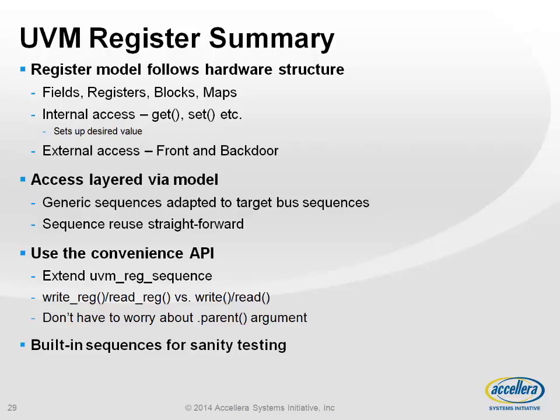The access is layered through the register model, so we have these generic sequences in terms of the registers that get targeted to specific bus sequences, and therefore the reuse of those sequences is pretty straightforward. And we recommend that you use the convenience API in the register sequence, so you're using write-reg and read-reg instead of write and read. It makes things easier to think about at the highest level of abstraction: you're dealing with the registers. You don't want to have to worry about which register model you're using and all that kind of stuff. You just think of it in that way. And you don't have to worry about the parent argument.